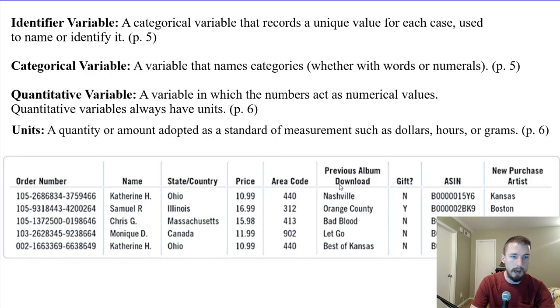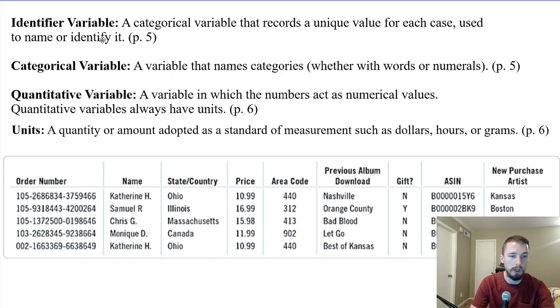So there are three different types of variables. The first one's called an identifier variable. We don't really deal with those too much. It's basically kind of like a social security number. It might be a number itself. It usually is a number, but it doesn't have any meaning to it. Like, it doesn't have a unit involved. So like an order number, for instance, is an identifier variable. Its sole purpose is to identify which case. So a social security number would be an identifying variable.